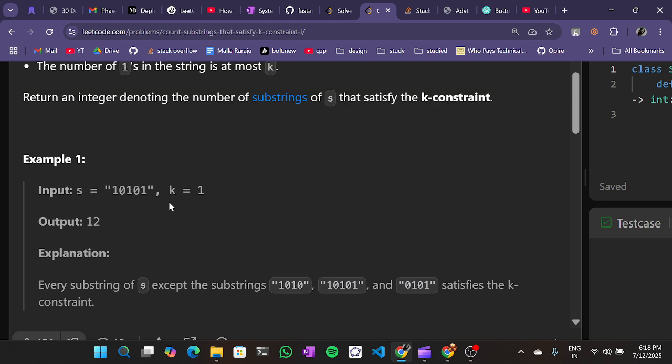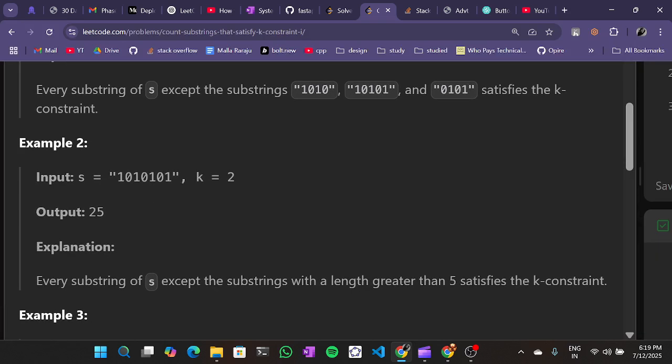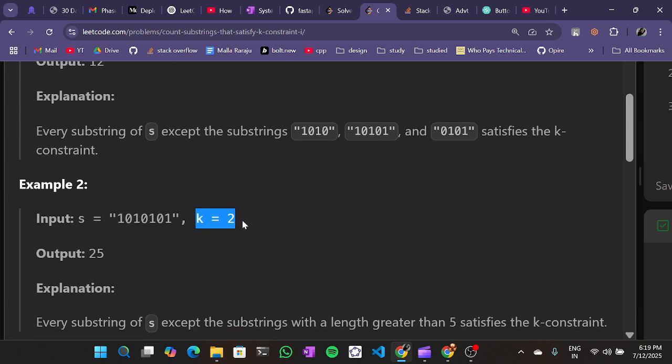We forgot one case. We took this, right? We forgot substrings with length 1. So it holds the condition true. It holds the condition true. It does. And also, at most. So we can have at most two ones in a substring or at most two zeros in a substring.